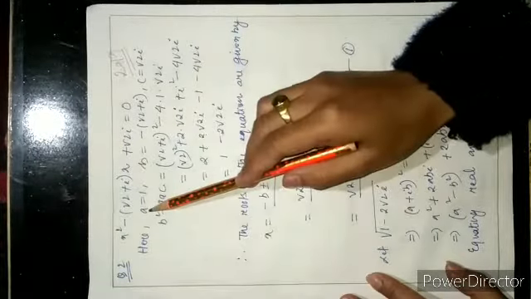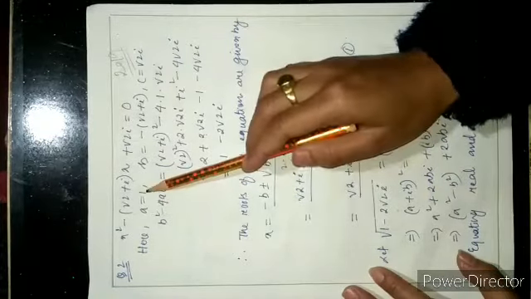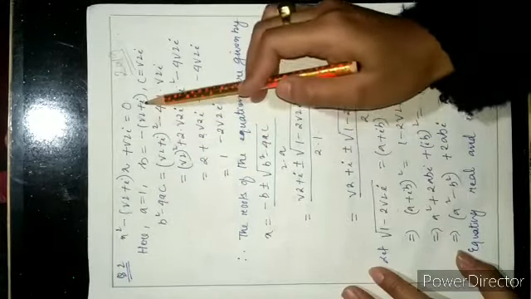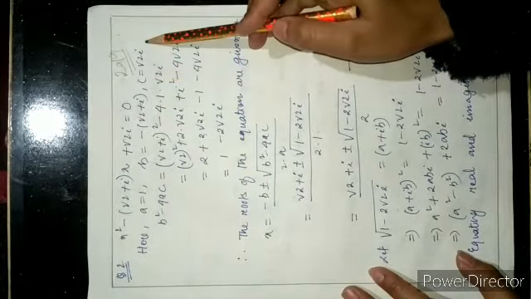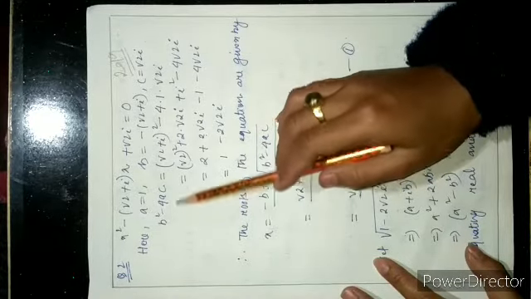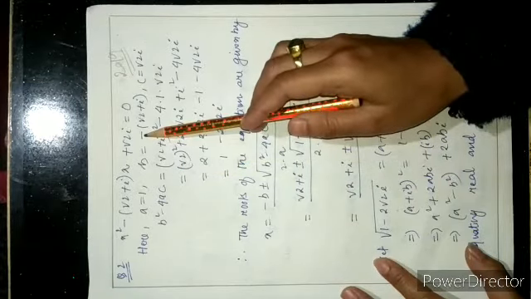First, we have to write all the values of a, b, c. Value of a is equal to 1. Value of b is equal to minus root 2 plus i. Value of c is root 2i. Then find the value of discriminant. b square minus 4ac.